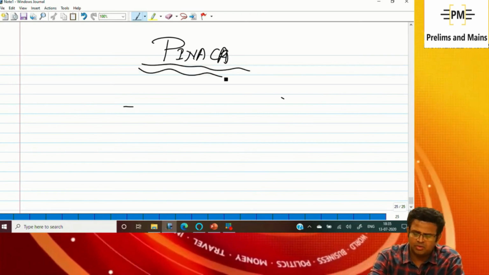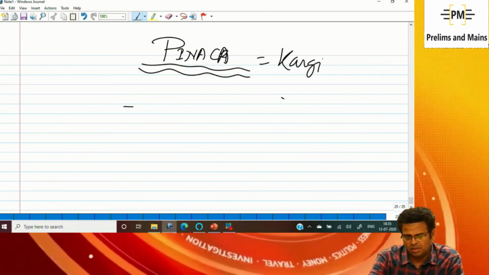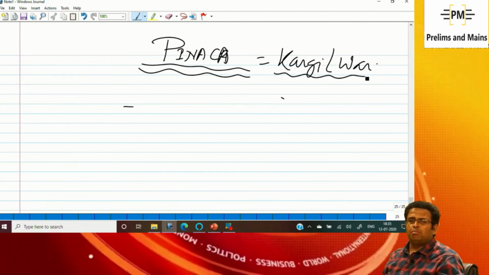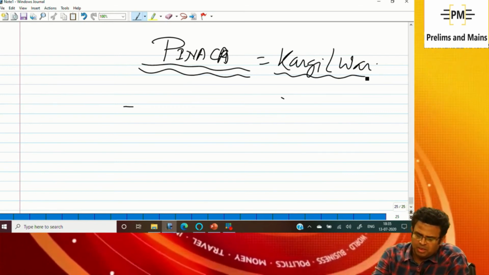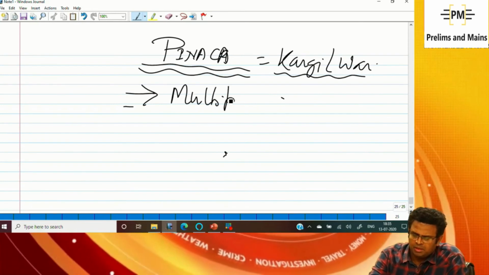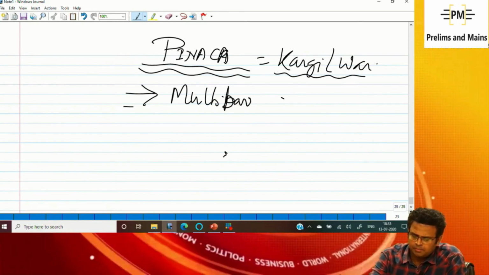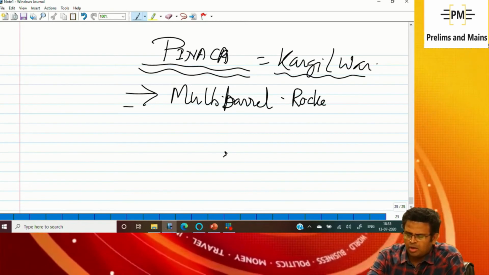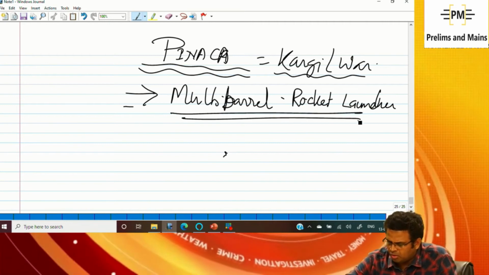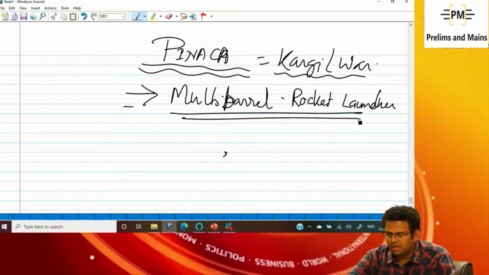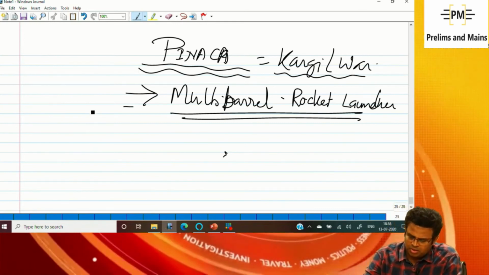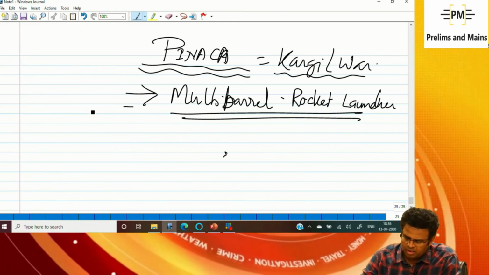And we utilized this during the Kargil war, and it is a multi-barrel rocket launcher. Pinaka is a multi-barrel rocket launcher. Getting it? So you can see this picture, and there are two versions of it, a multi-barrel rocket launcher.